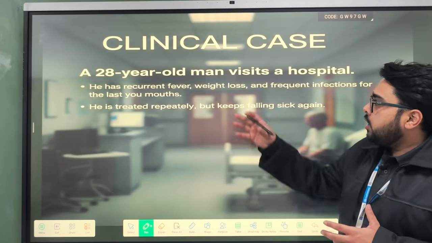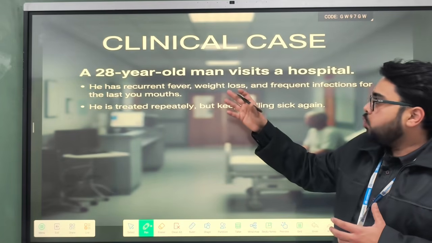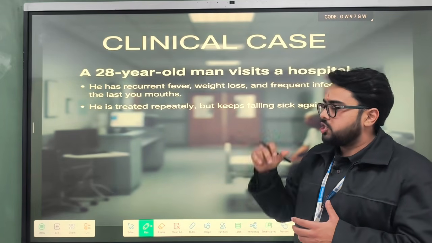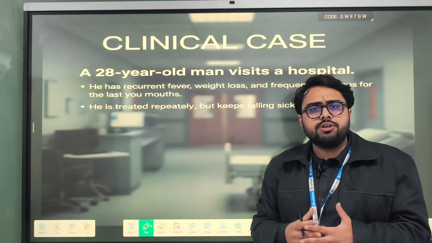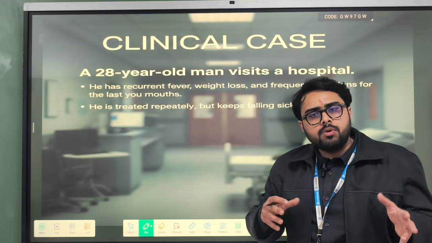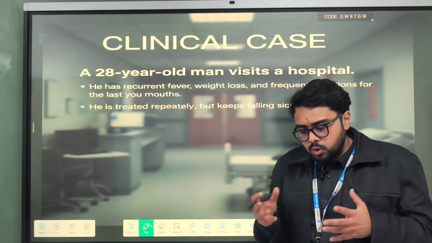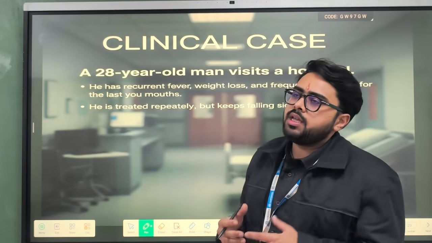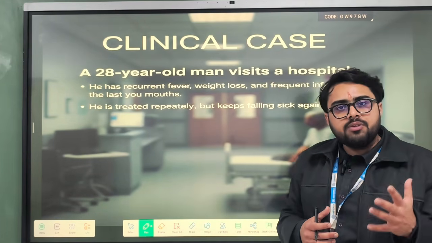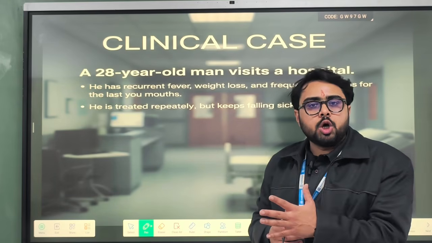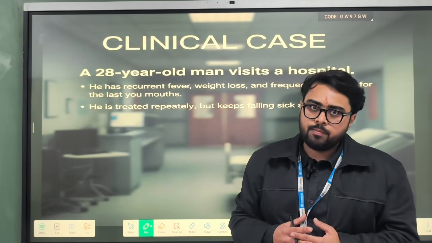The symptoms were recurrent fever, weight loss and frequent infection. Now he was treated repeatedly, multiple times, but still the problem was there. So the doctor went for the diagnosis, and the lab report shows a significant reduction in the number of CD4 T helper cells.